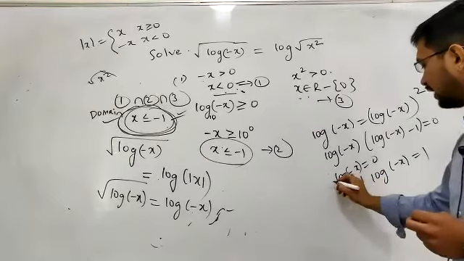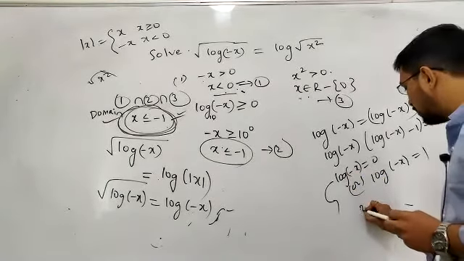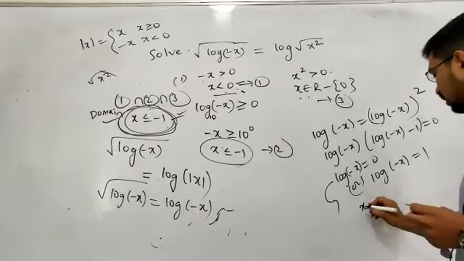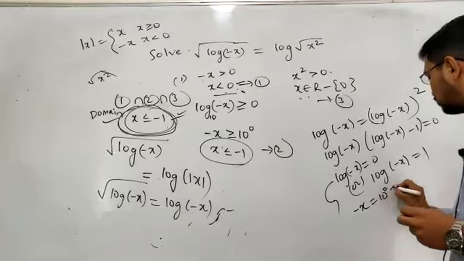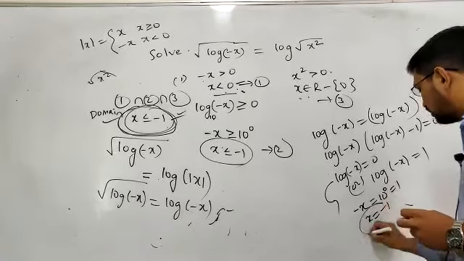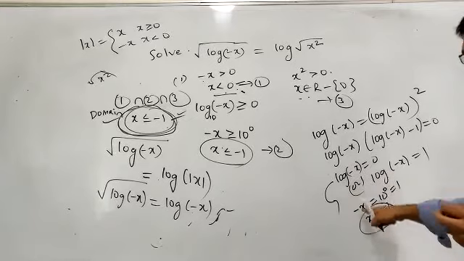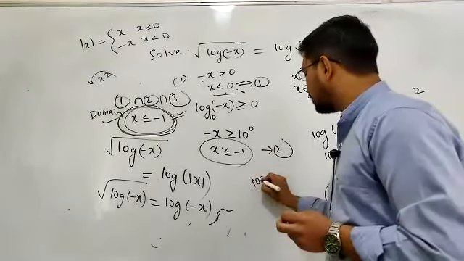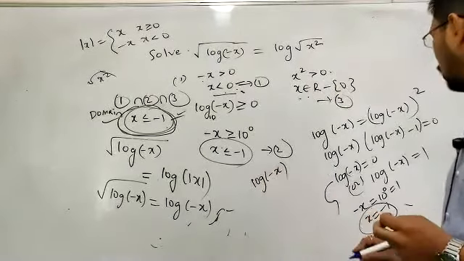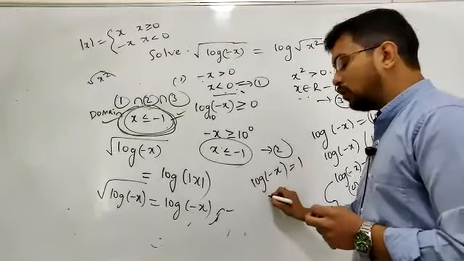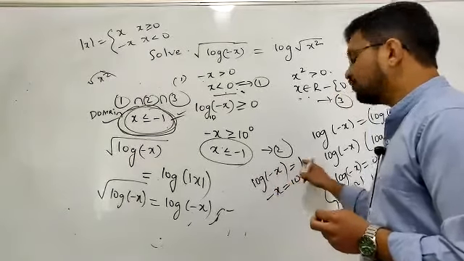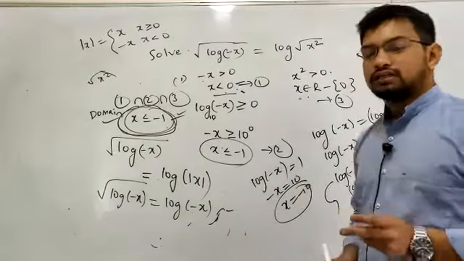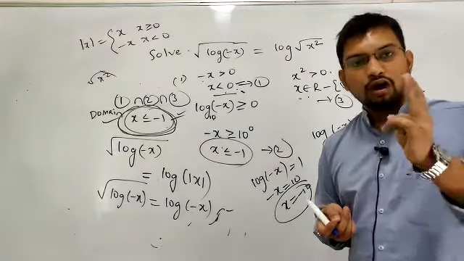So if I take this first equation, -x will be 10 power 0, which is 1. So x is equal to -1 is the first case. If I take the second part, log of -x is equal to 1. From that you will be getting -x is equal to 10 power 1, which is 10. So x has to be equal to -10. Now you got two values of x. Equation solving lo em chepukundam. You got two values of x.